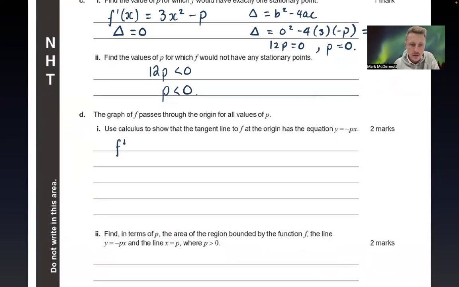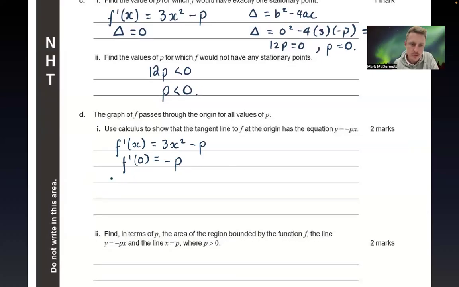So what we're saying is f dash of x, if we can recall, is 3x squared minus p. So the tangent line to f at the origin. Okay, so at the origin, the x value is 0, right? So f dash of 0 equals negative p. So the gradient of that function at the origin is negative p.